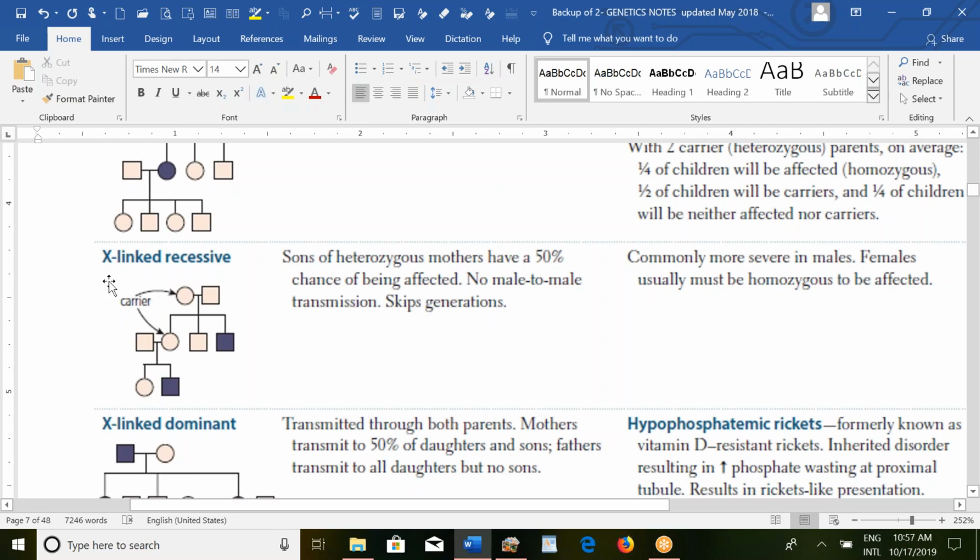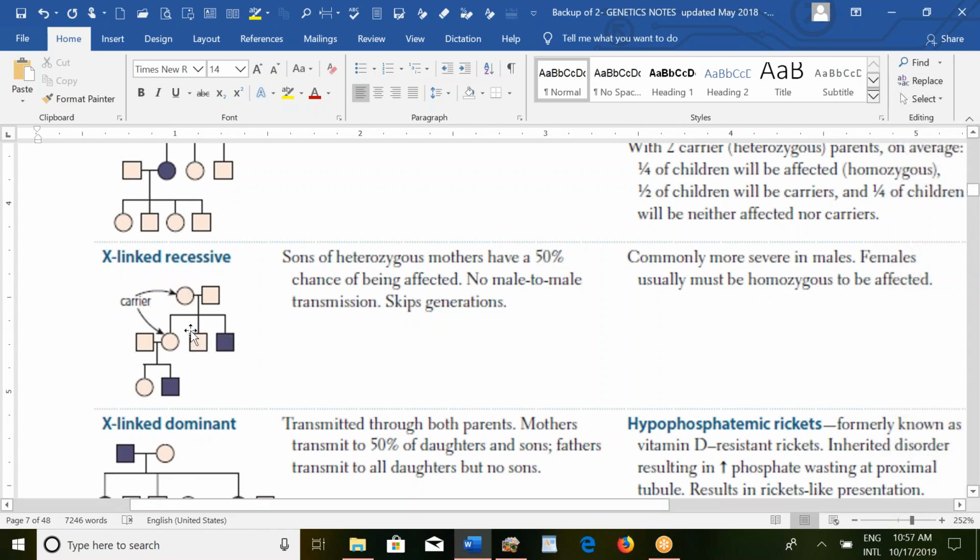Why no male to male? Because this is X-linked. Males will transmit only Y genes, so they will not pass the disorder. But the carrier female will not be expressing the disease because she is only a carrier, and she is passing it on to the next generation. So it is commonly more severe in males, and females usually must be homozygous to be affected, which is very rare.